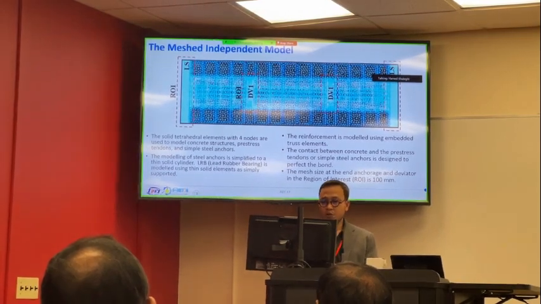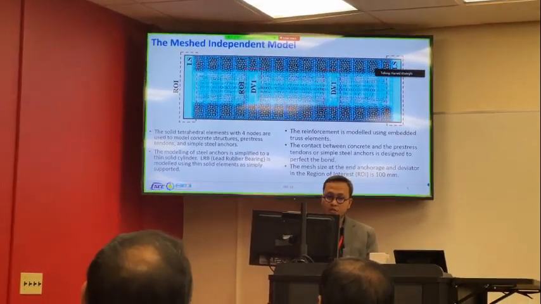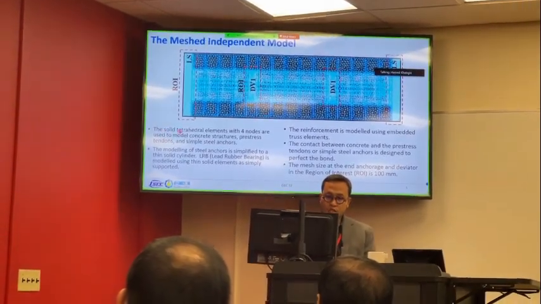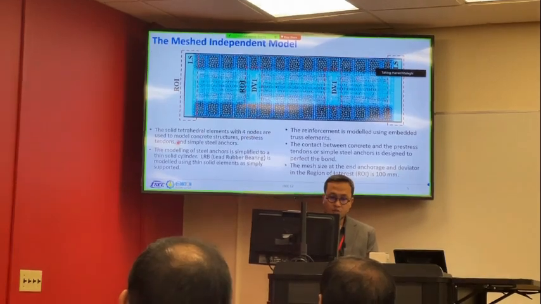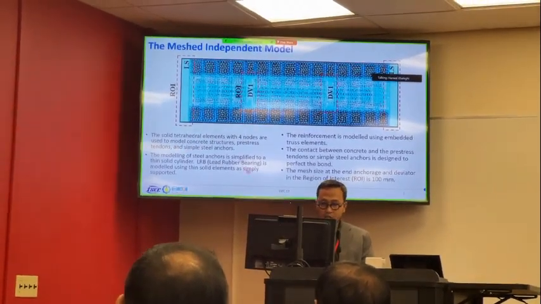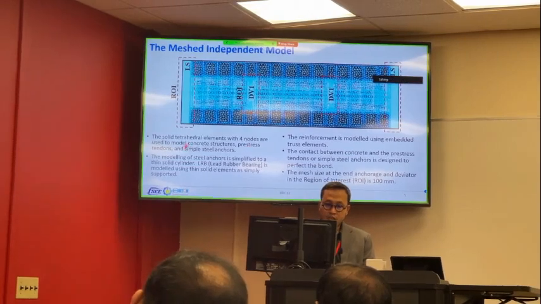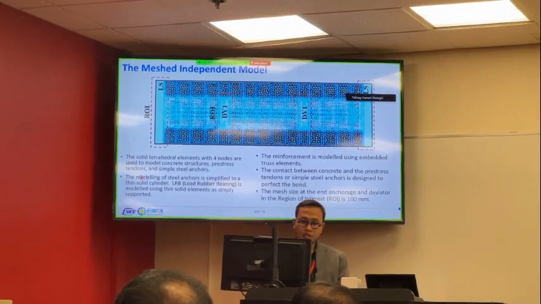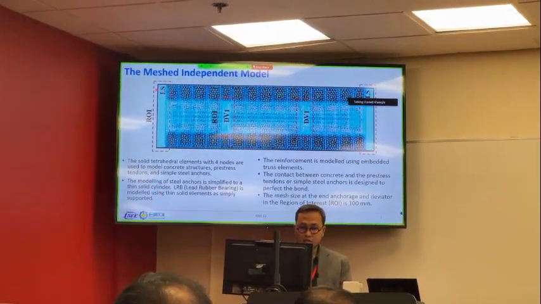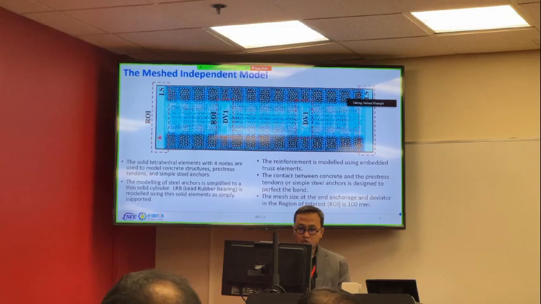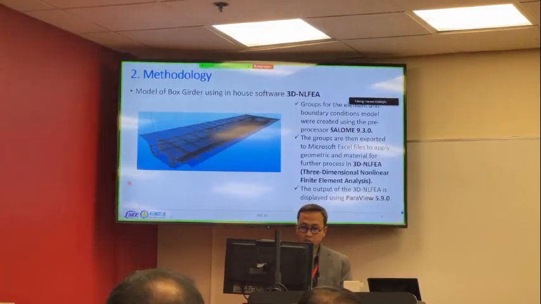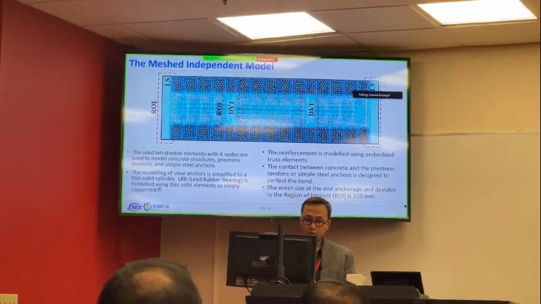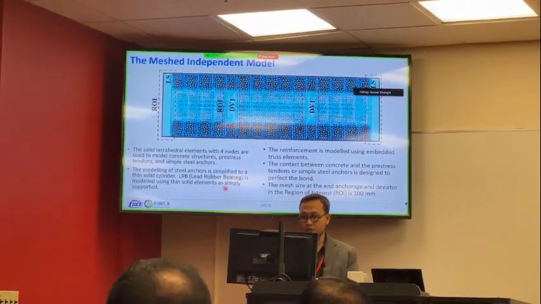Actually, in the process of the modeling, we have to mesh the model. This is the visualization of the meshed model. Solid tetrahedral elements with 4 nodes are used to model the concrete structures, and also the prestressed tendons and the steel anchors. The modeling of steel anchors is simplified to a thin solid cylinder inside, and there is a support here. Like this one, this LRB, lead rubber bearing, is modeled using solid elements.